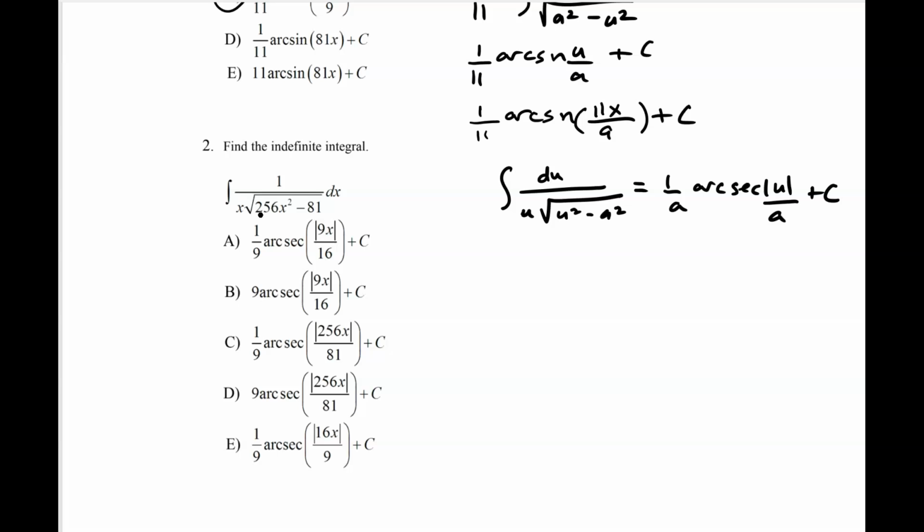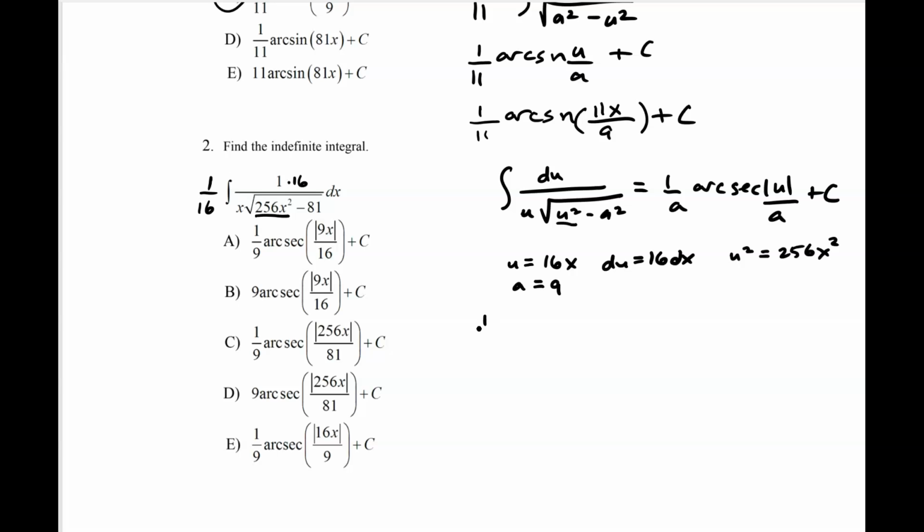Okay, so 256x squared is my u squared. If u squared is equal to 256x squared, then you could take the square root of 256 and see that that's 16. So then u would equal 16x. Likewise, my a squared is 81, so a is equal to 9. My du is going to be 16 dx, which we do not have here, but I can adjust.